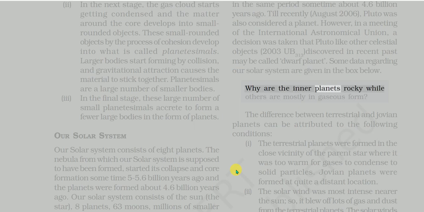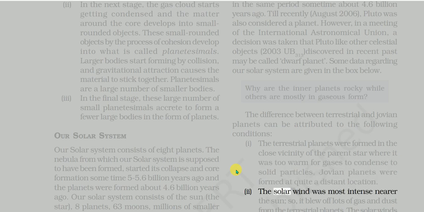Why are the inner planets rocky while others are mostly in gaseous form? The difference between terrestrial and Jovian planets can be attributed to the following conditions. 1. The terrestrial planets were formed in the close vicinity of the parent star where it was too warm for gases to condense to solid particles. Jovian planets were formed at quite a distant location.